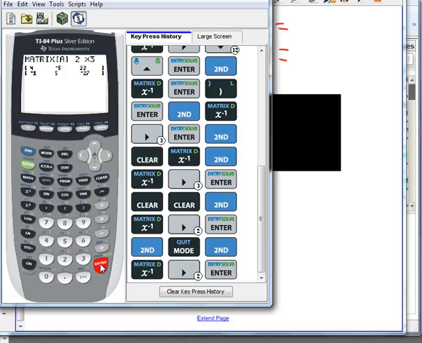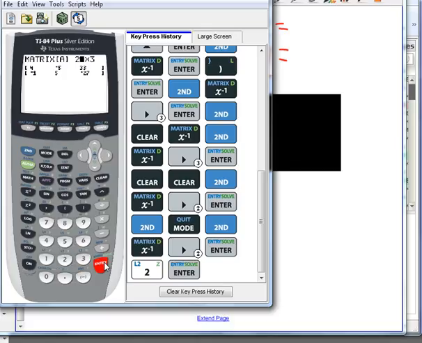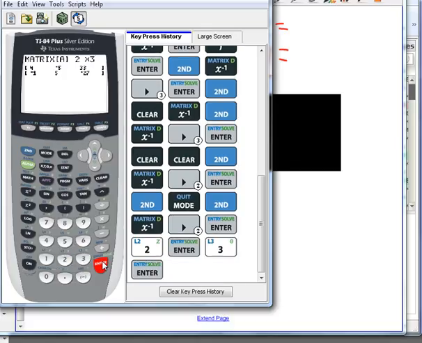So the matrix that we're going to be working with is A. It's just a name for the matrix. And what was the matrix we just found from this problem? Was it a 2 by 3? So you push 2, enter, 3, enter. Then you should have this matrix.